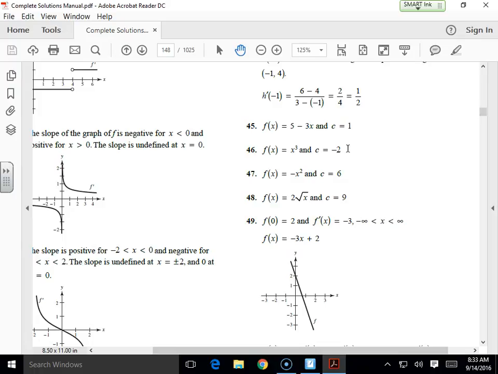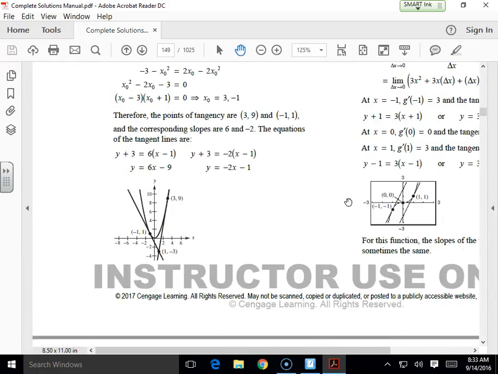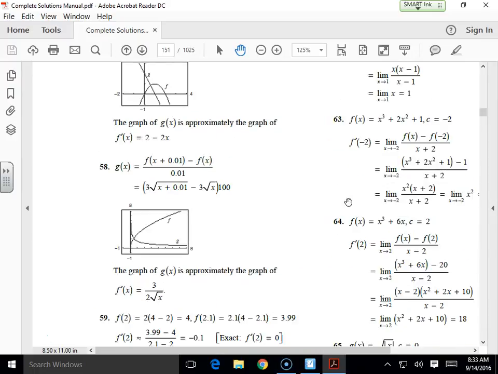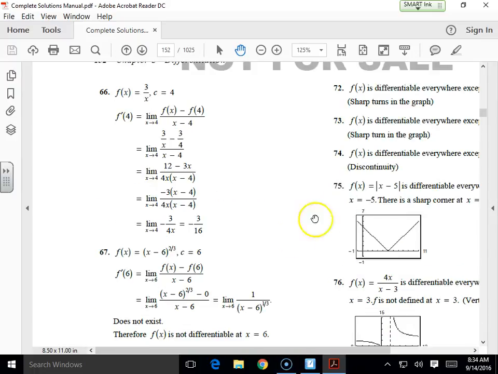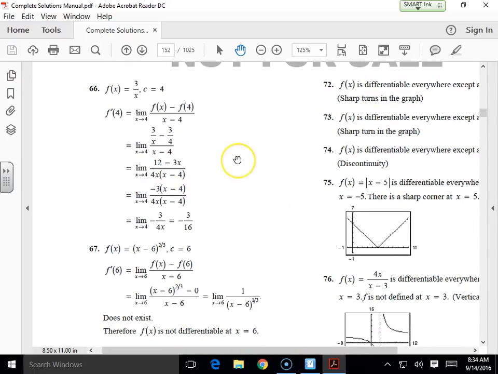66. Let me give you a couple seconds. They're using an alternate definition, right? They're plugging in with the function that was given. There's a c that was given. Very similar to how we started off class today.